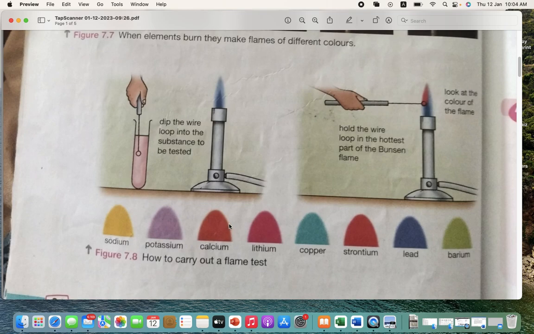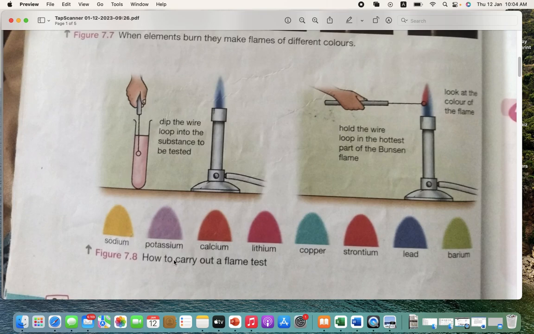Same for compounds. You first of all have to identify every element in the compound and test for each element. You cannot just test for a compound. You have to test for each element in the compound. So sodium is the one that has something like yellow. I think we need to look at this again.